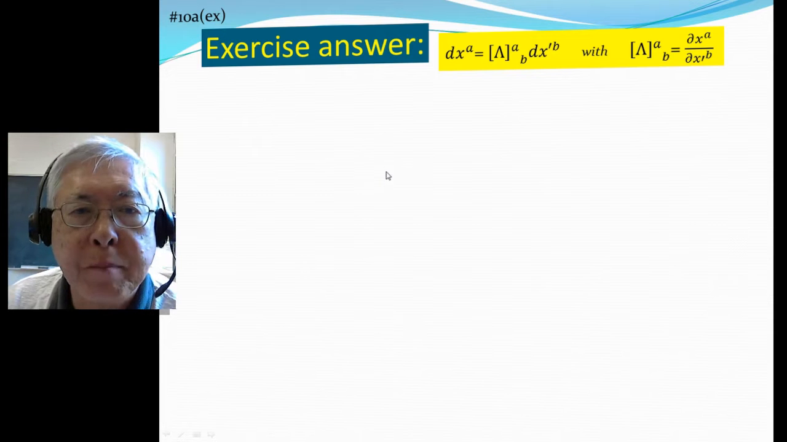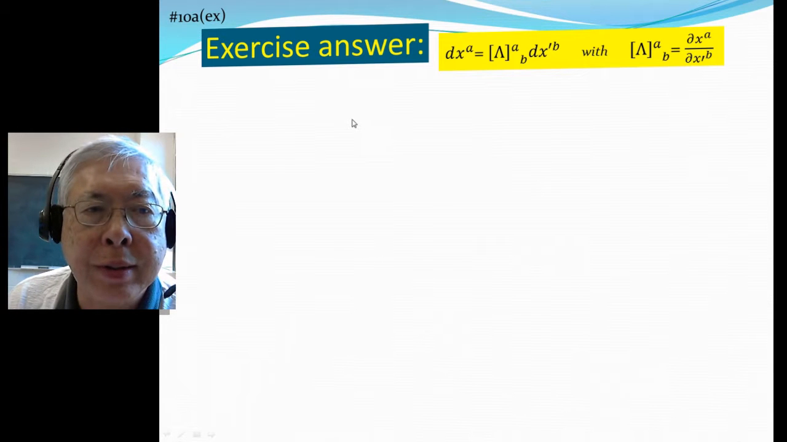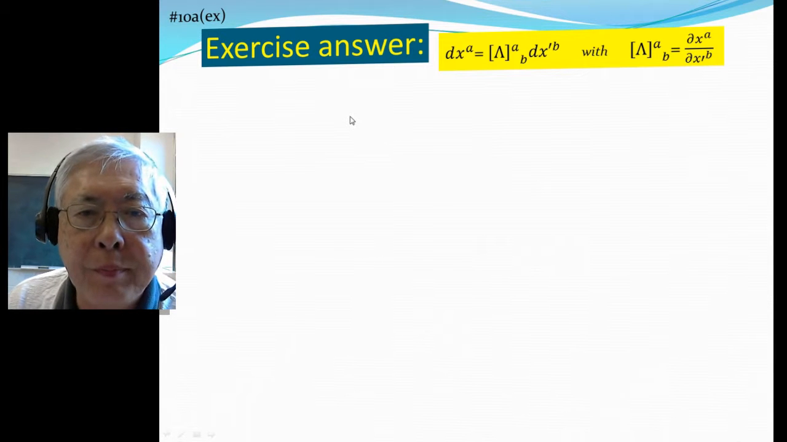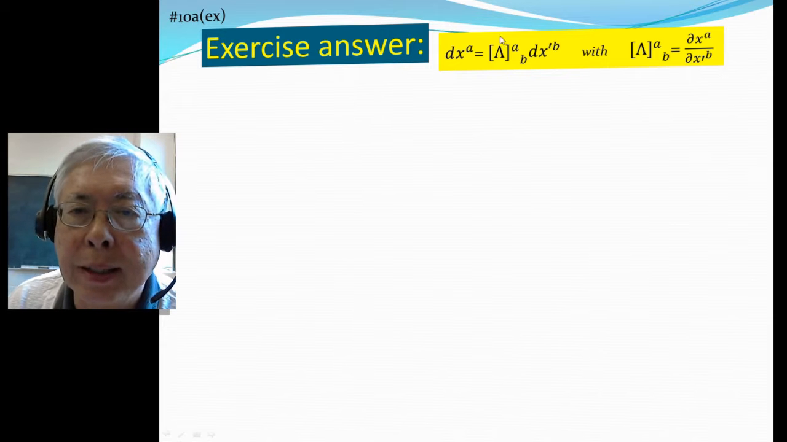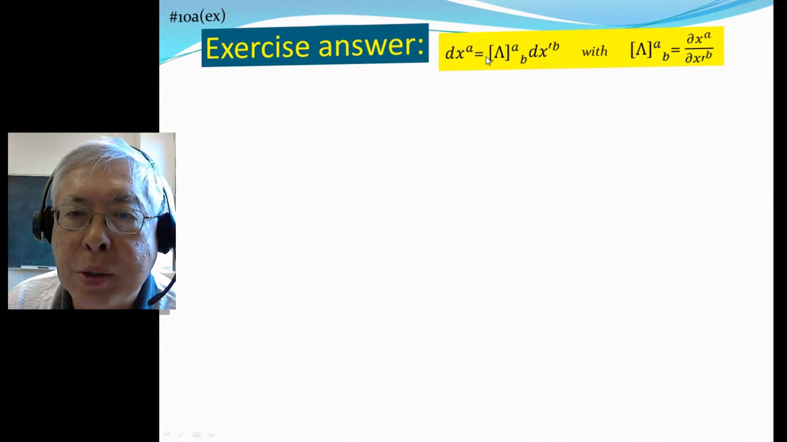Okay, this is the last part of lecture 10. Let me first give the answer to that exercise we did, which basically asks you to express the transformation matrix lambda in terms of partial derivatives.